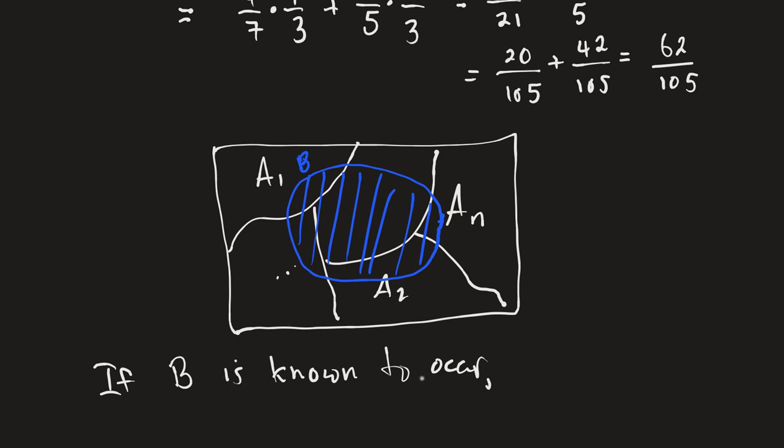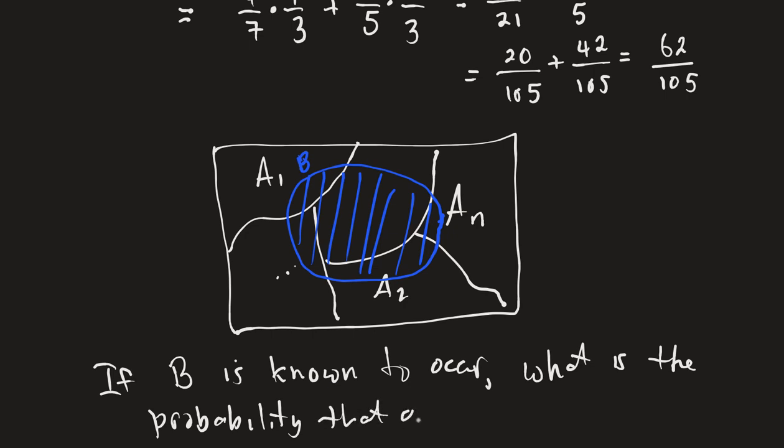If B is known to occur, the other question is, what is the probability that any of the given A's have also occurred? So what is the probability that any A sub I has occurred? And that's a conditional probability.